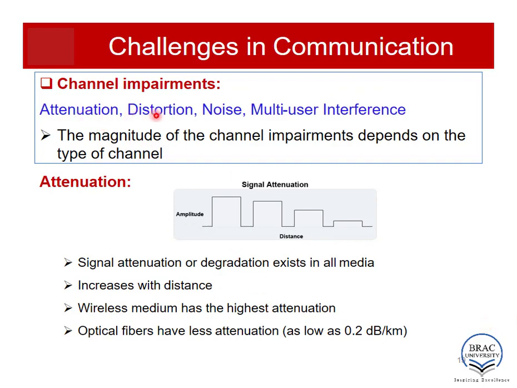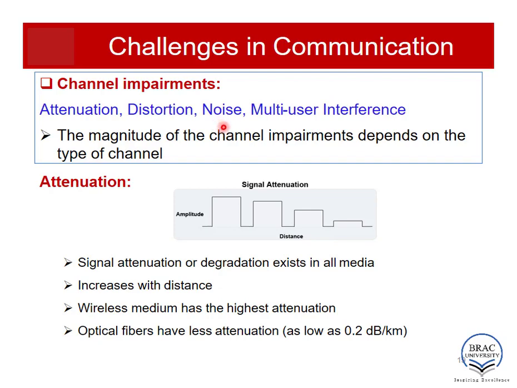These are some common phenomena that happen: attenuation, distortion, noise, and multi-user interference. We will talk about them one by one. First of all, to give a general overview, these are all problematic for the signals and degrade the quality of a signal. And the amount of these impairments actually depends on the type of the channel. So first of all, let's talk about attenuation.